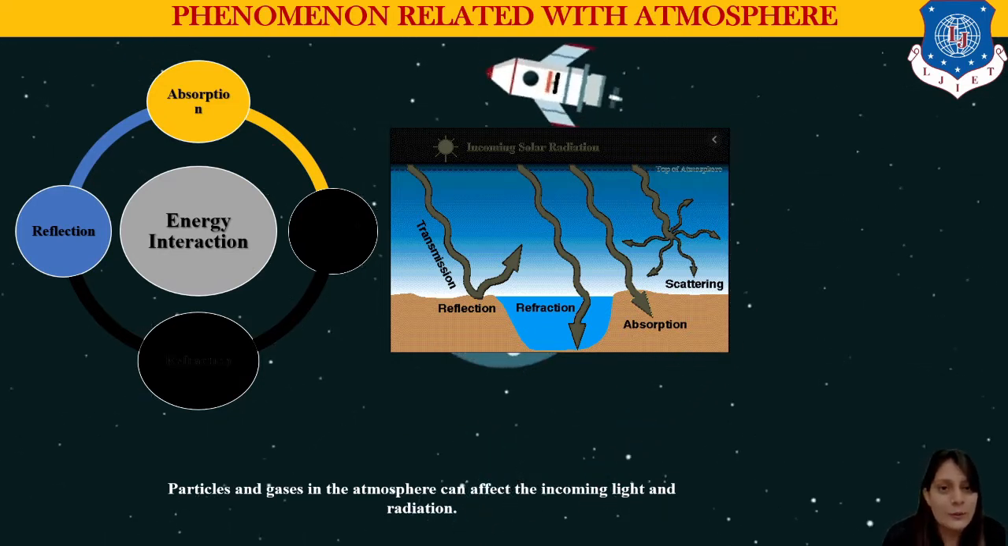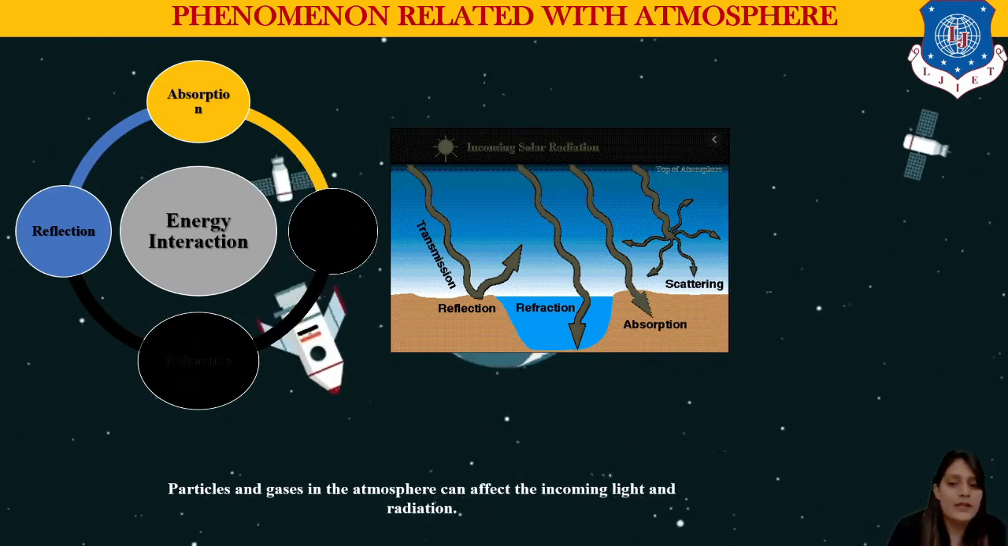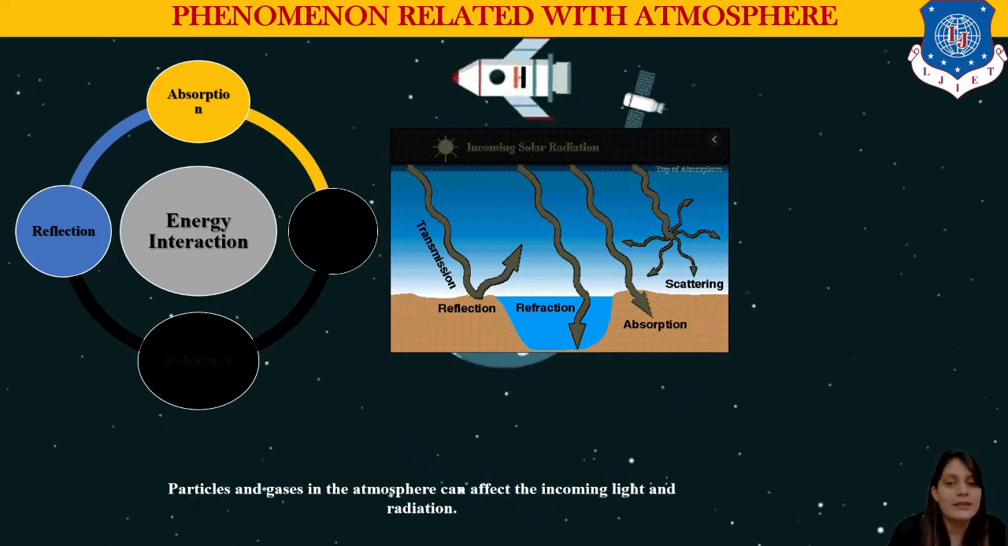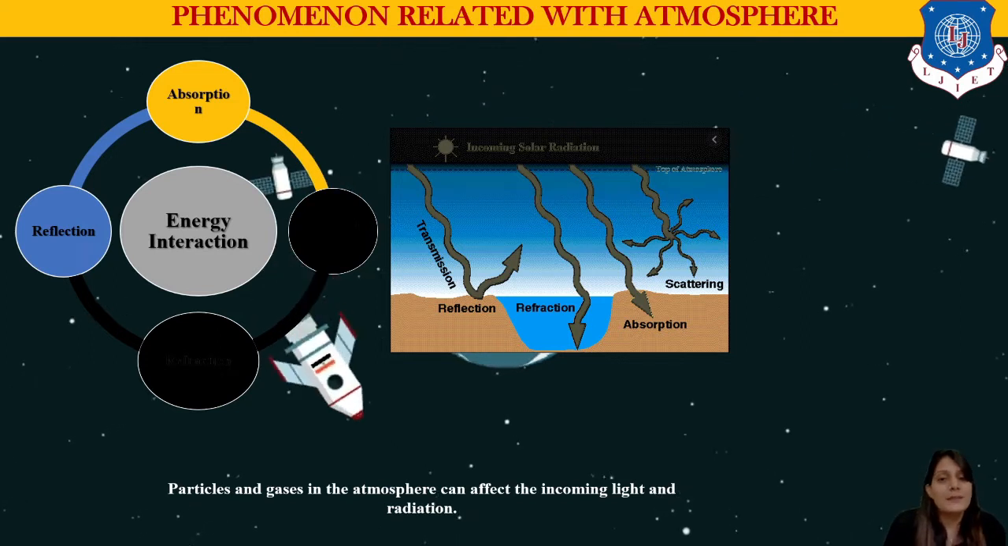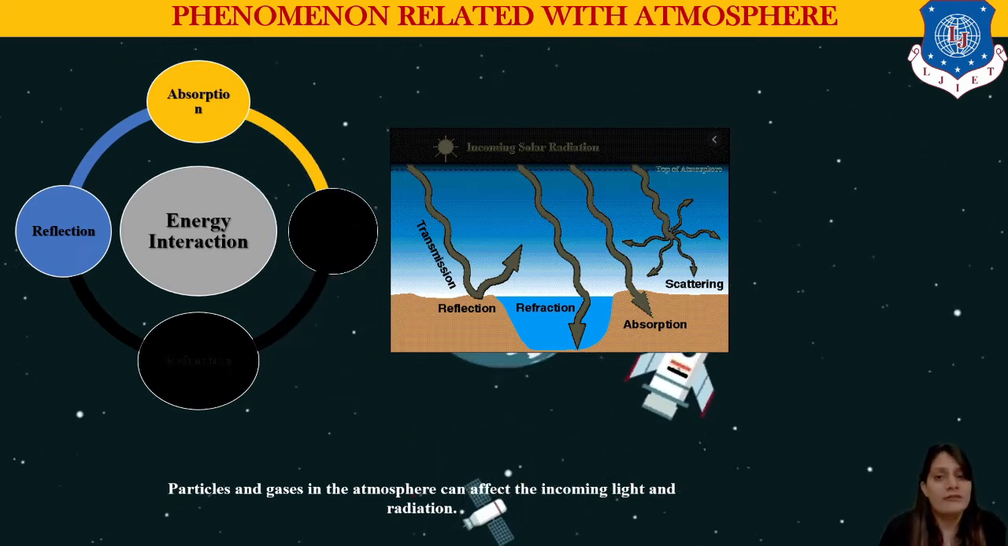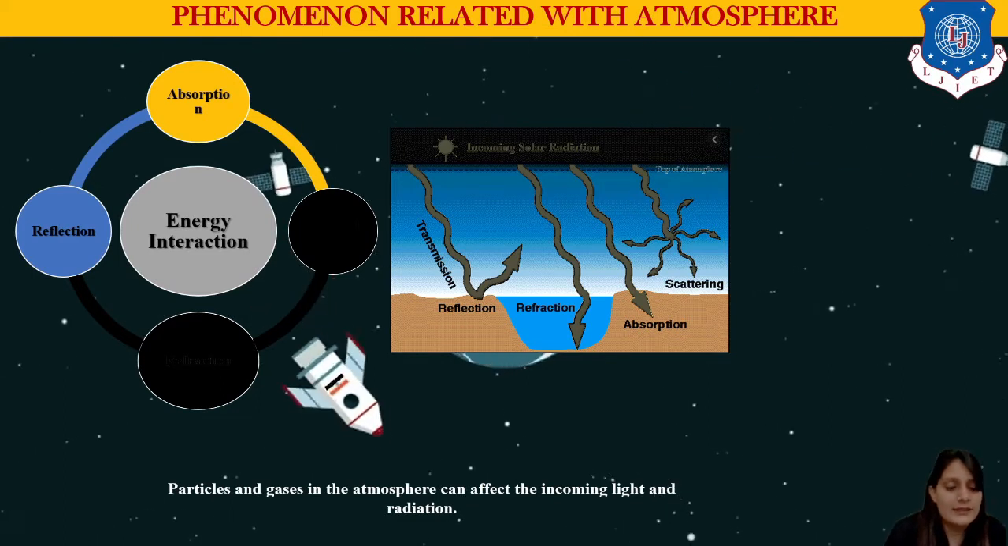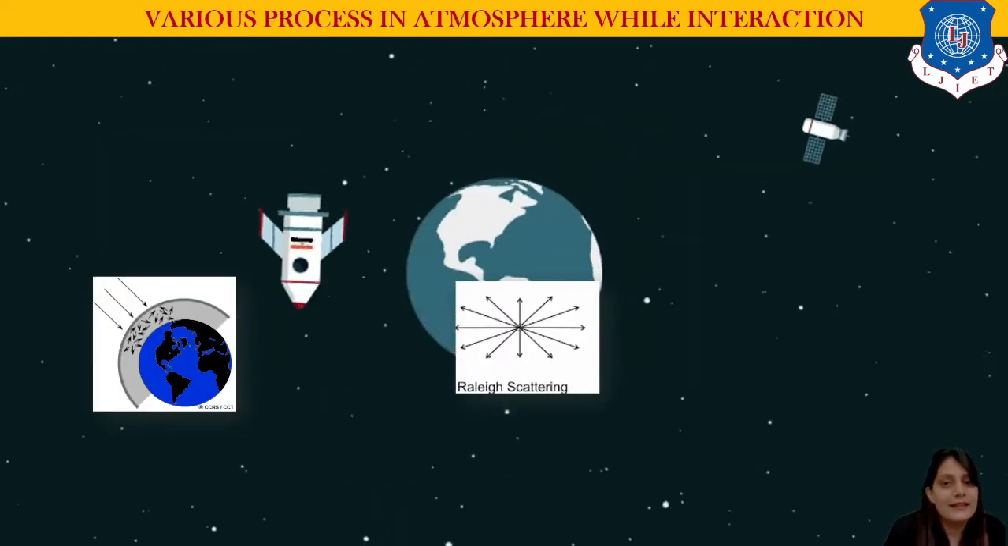So these are the phenomena related to the atmosphere. Particles and gases in the atmosphere can affect the incoming light and radiation. This plays a very major role when I want to take an image from space. Let's discuss that in detail.